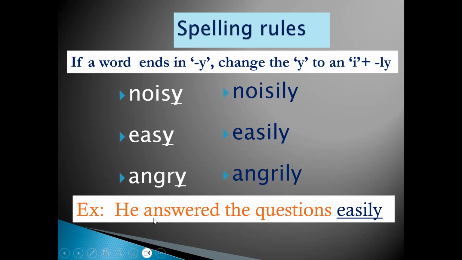Look at the example. He answered the questions easily. The adverb of manner goes at the end of the sentence, and in this case, with this adjective, you change the Y for the letter I and add LY.